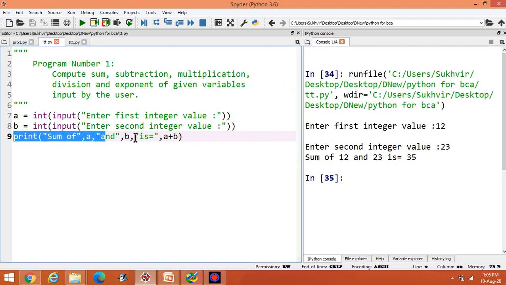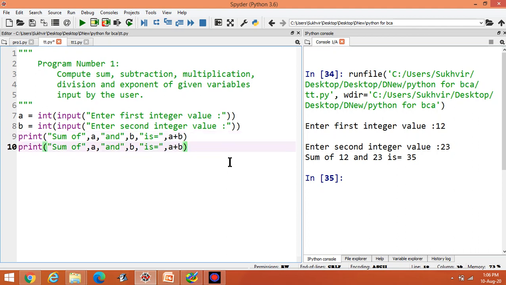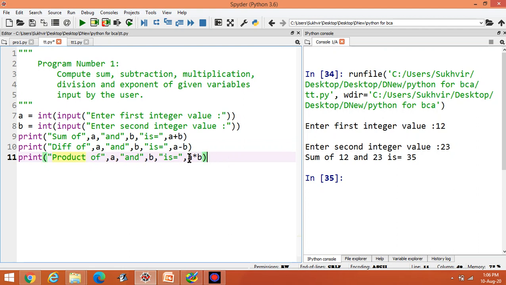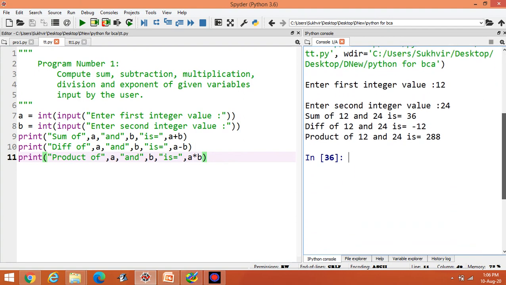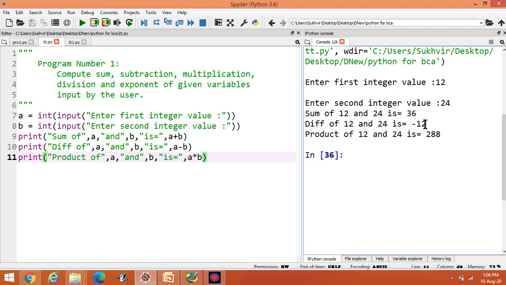Similarly, when I copy and paste the content here for difference, then for multiplication, suppose I write here difference of a and b is, in place of positive sign you can write negative sign, and here you can write product of a and b is. Now I execute the program. First value is 12, second is 24, sum of 12 and 24 is 36, difference of 12 and 24 is minus 12, product of 12 and 24 is 288, like this.